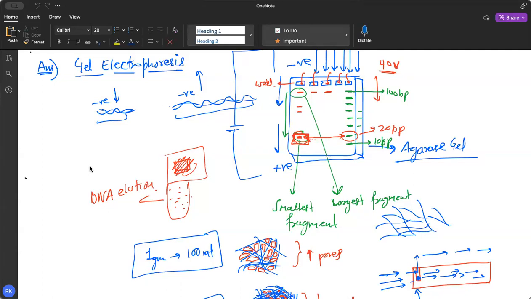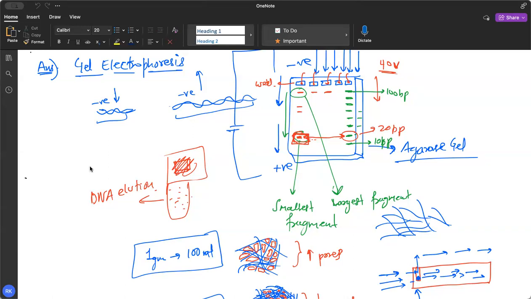They are separated on the basis of their size, how big that fragment is, right? Yes. Because the bigger the size, the greater will be the charge on that fragment, correct? Where does charge come from on a DNA? What gives negative charge to a DNA?